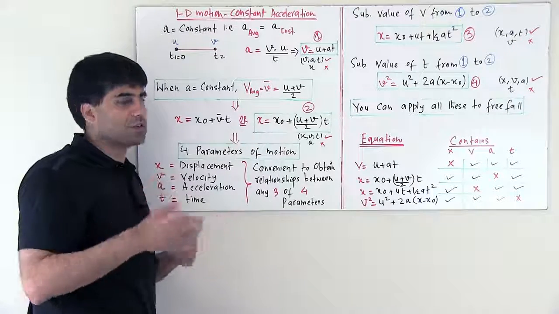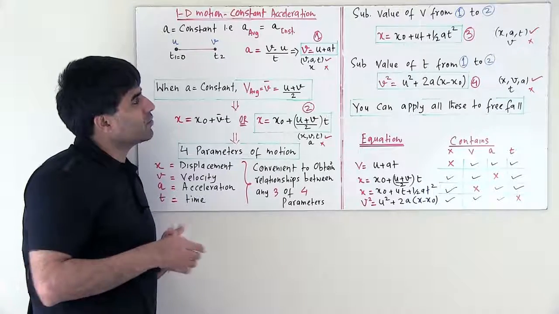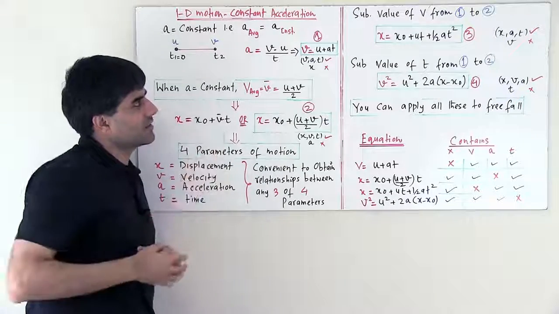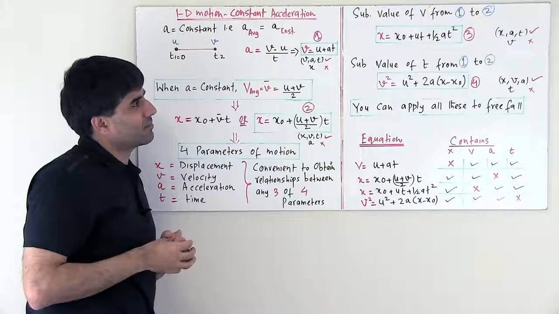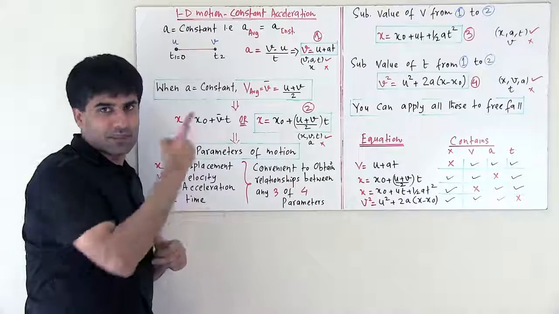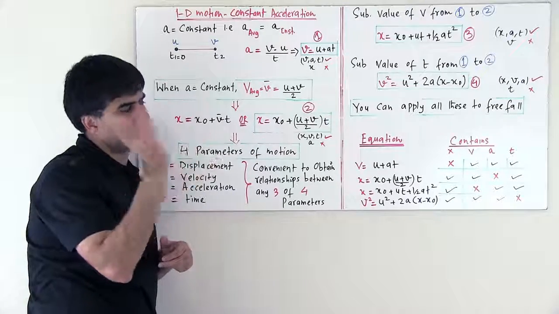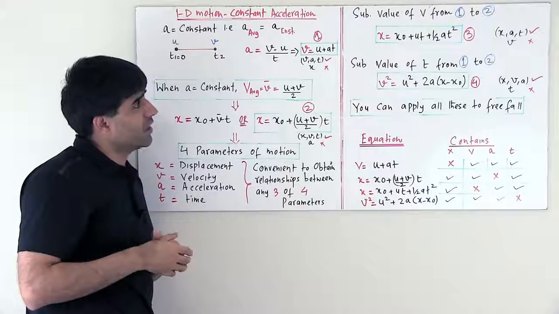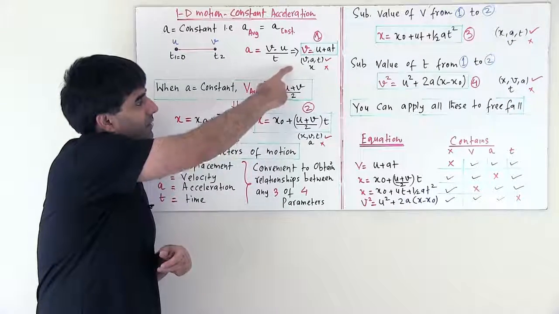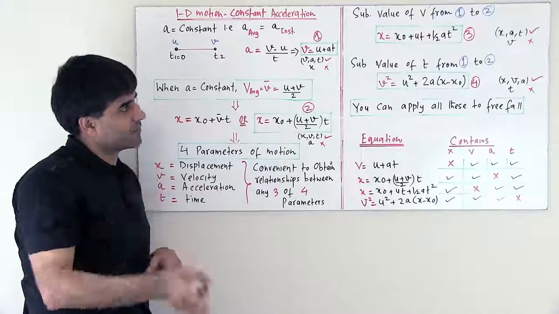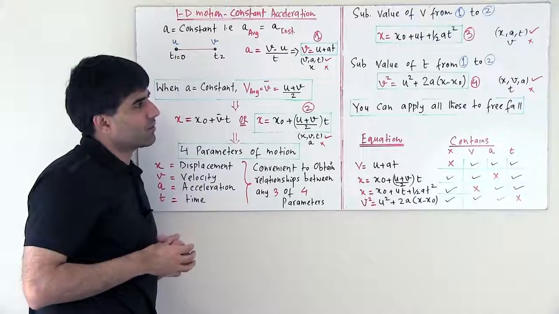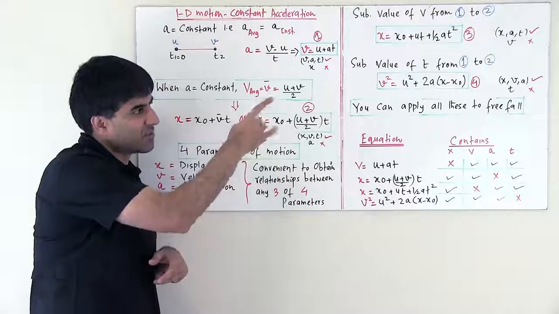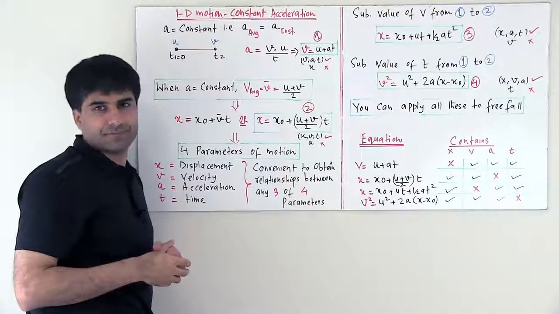To get to those equations, all you have to do is substitute the value of v, this value here. You get one expression which says your displacement is initial displacement plus ut plus half at squared. This, as we said, has displacement, acceleration, and time, and it does not have v. To get the fourth equation, you substitute the value of t from here to here. You get one more equation which says v squared is u squared plus 2a times (x minus x0). This expression has displacement, velocity, and acceleration. It does not have t.